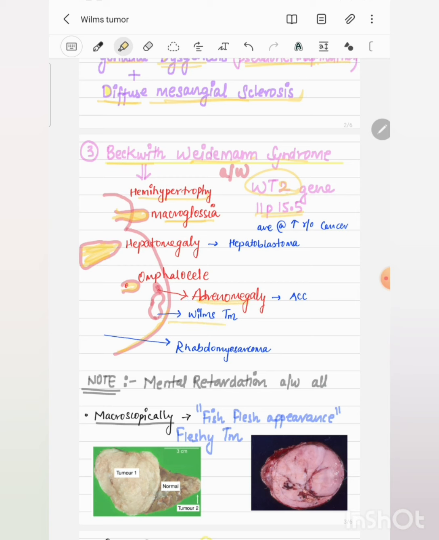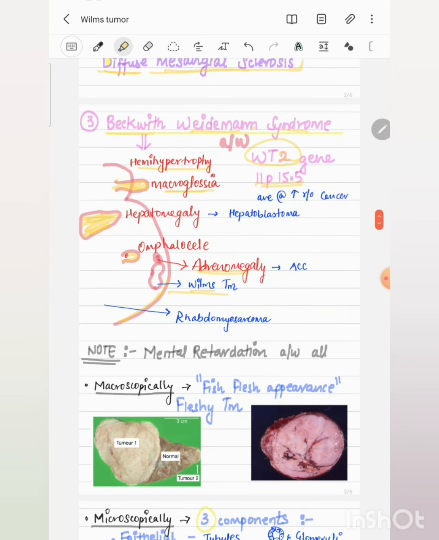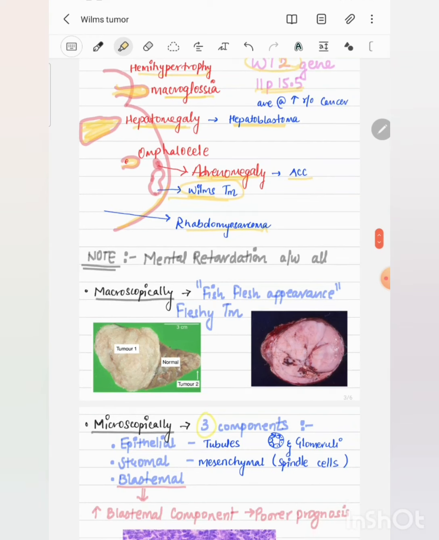adrenomegaly, and Wilms tumor. Beckwith-Wiedemann syndrome is associated with some cancers, and there is a risk of cancers here. If there is hepatomegaly, it can lead to hepatoblastoma; adrenomegaly, adrenal cortical cancer; Wilms tumor, rhabdomyosarcoma. Note: mental retardation is associated with all 3 syndromes described earlier.